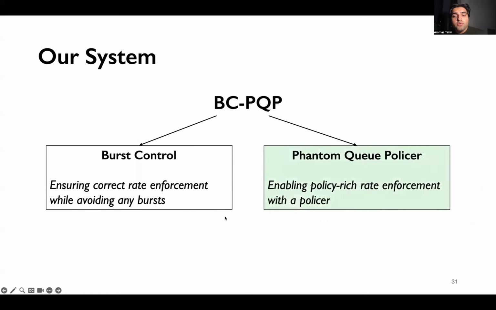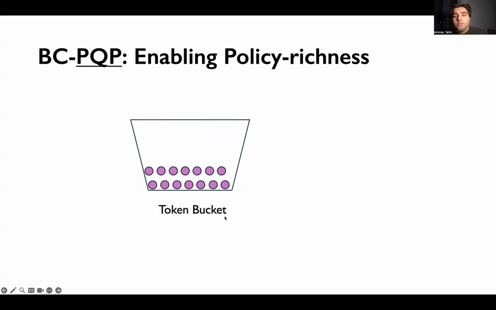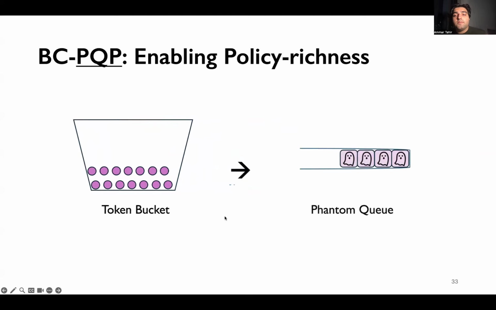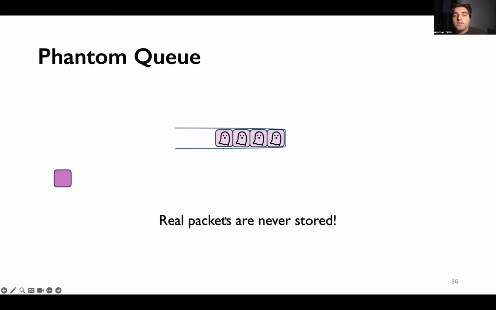We'll discuss how we can do policy-rich rate enforcement with policers first. We will start with the token bucket since, as we saw earlier, it is quite efficient. But we will reimagine it to look like a phantom queue. A phantom queue is a simulation of a real queue. It has been used in the past as an active queue management mechanism. And in this work, we use phantom queues to enable policy-rich rate enforcement.